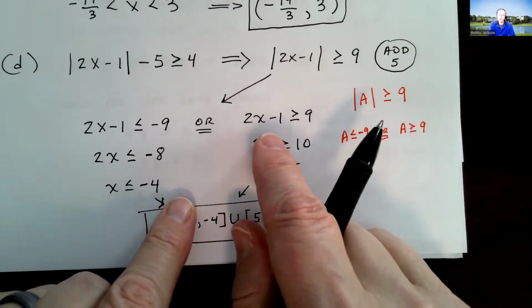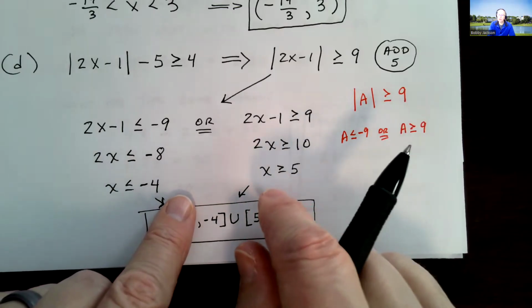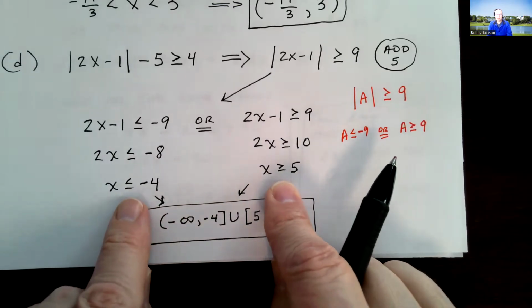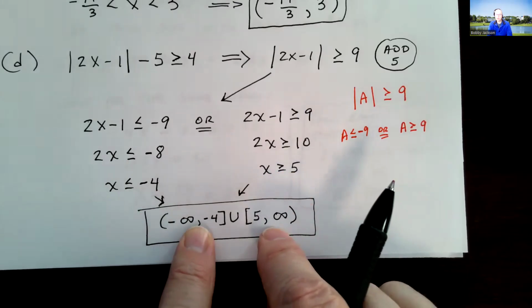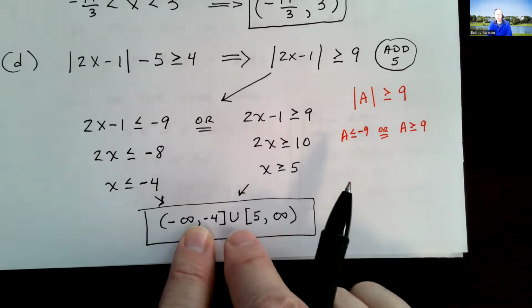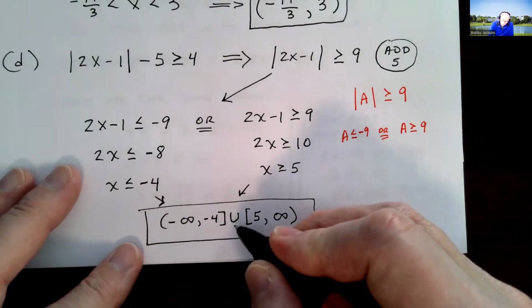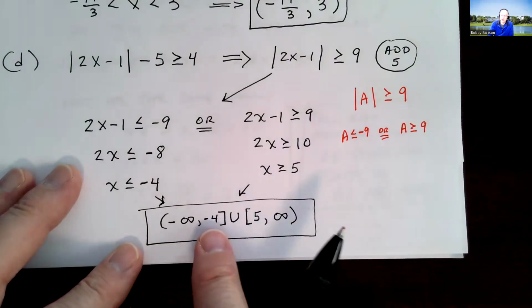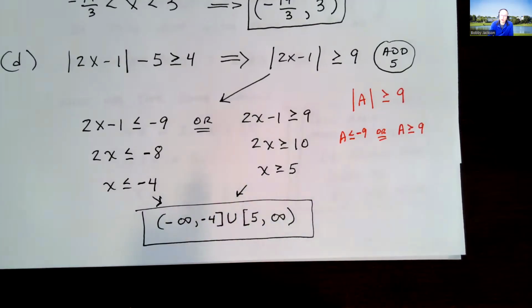Over here, 2x minus 1, I add 1 to 9, I get 10. Divide by 2, I get x is greater than or equal to 5. So I want to write these in interval notation. x less than or equal to negative 4 is written this way. x greater than or equal to 5 is written this way. And then what's this symbol? This is the union symbol. Union, or we say "or" sometimes. So when you have distinct intervals that don't overlap, we will usually use that notation.